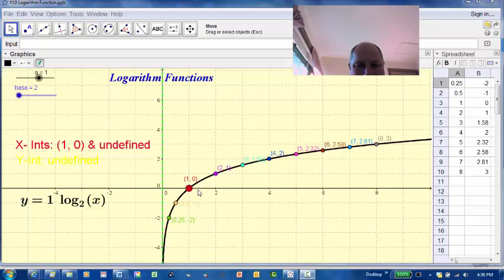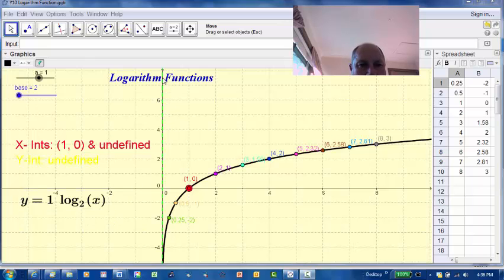Probably the one key point of the logarithm graph is log of 1 equals 0. Log of 1 equals 0. So you see the graph has an x-intercept and does not have a y-intercept. And you notice the graph only exists on the positive values of x. We can't put negative values of x into this rule.